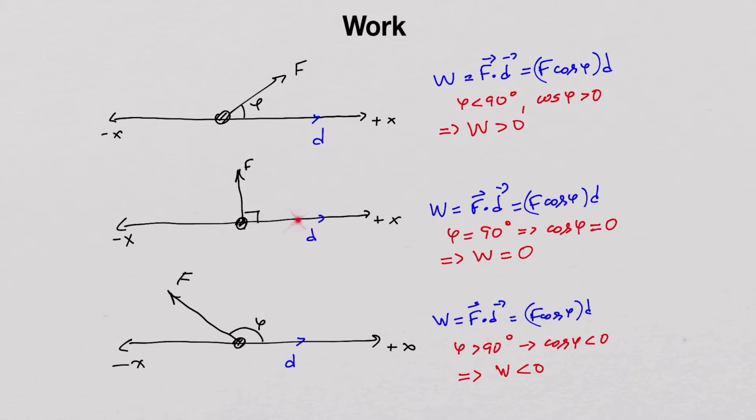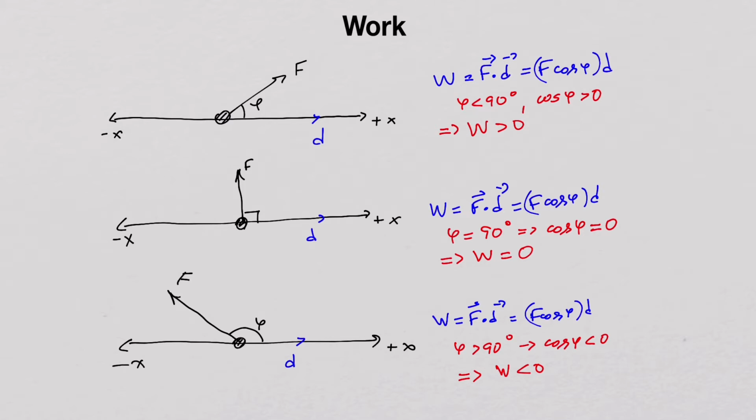In the second example, the applied force is perpendicular to the displacement. So from the definition of work, which is the force times the displacement in a dot product, we get F cosine of phi times d. When phi is equal to 90 degrees, the cosine will be equal to 0. Therefore, the work done is 0. So for a force that is perpendicular to the displacement of a moving object, the work done by that force is 0.